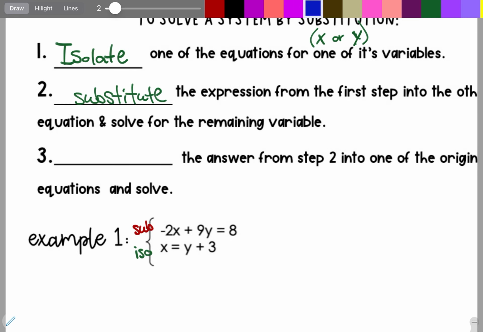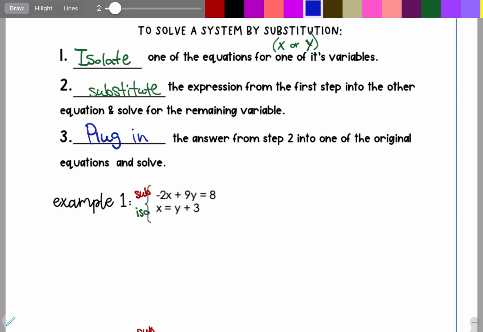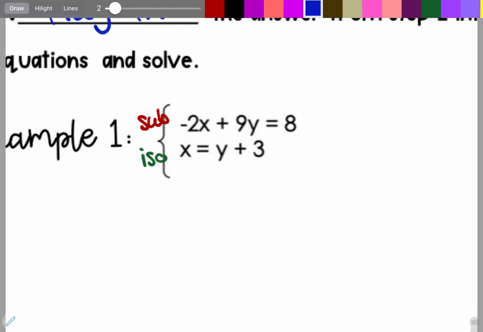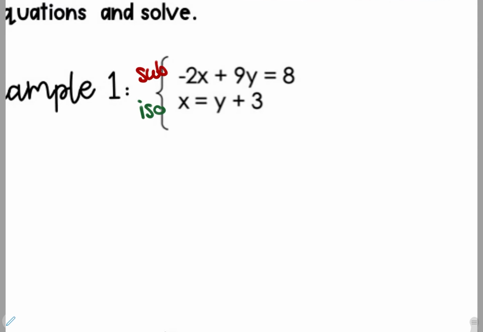And last but not least, after we do all of that good work and we solve for one variable, we're going to plug in the answer from step 2 into the original to solve the equation for the other variable, okay? So let's go ahead and start here. Let's see what we're talking about here.